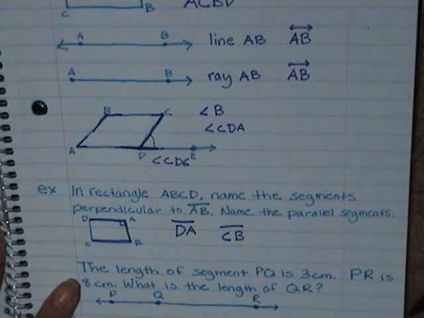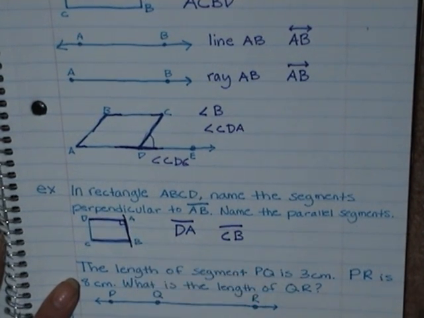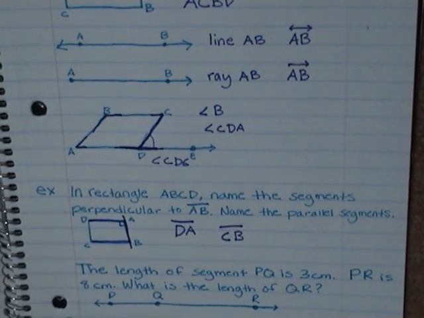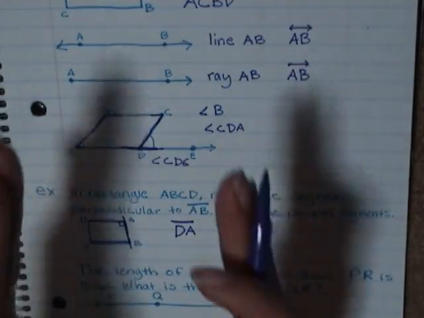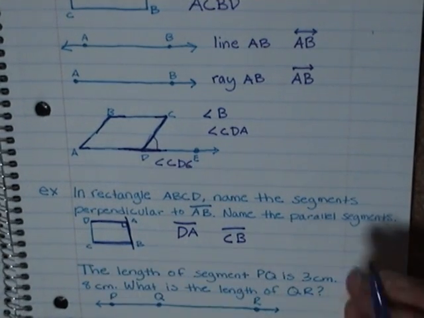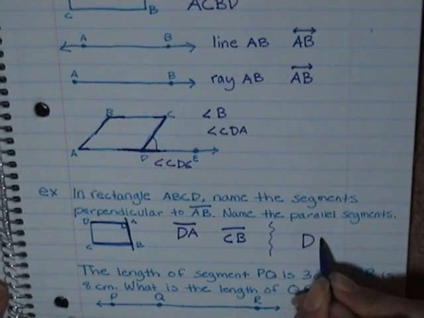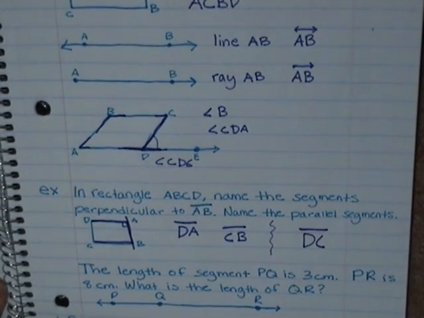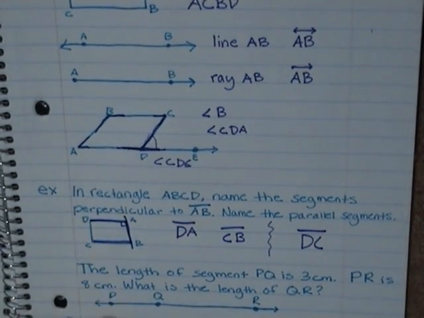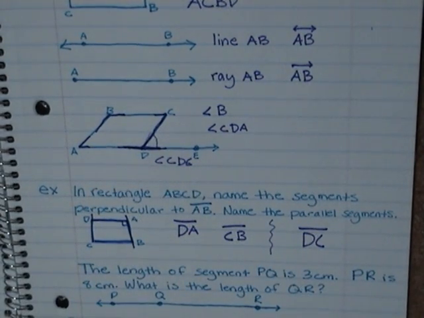Now it says name the parallel segments. So we're still talking about AB, which is right here. And what is the line segment that is parallel, meaning they are going on and on forever and they will never ever touch? If you answered DC, line segment DC, you are correct. Or CD. But these two lines right here will go on and on forever and they will never touch.